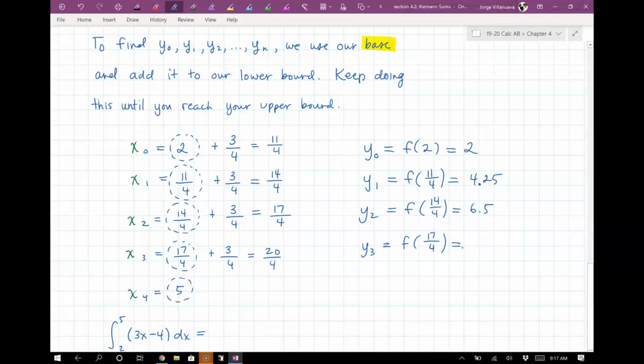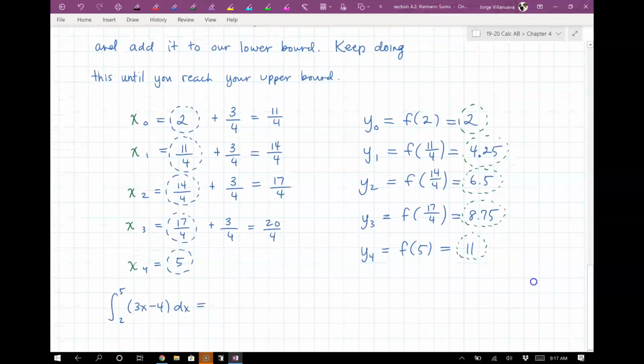To find y sub 3, I plug in x sub 3, which is 17 over 4. So if I do 3 times 17 over 4 minus 4, I get 8.75. And then to find y sub 4, I plug in x sub 4, which is a 5. Well, 3 times 5 minus 4, that's 15 minus 4, so that's 11. These are my y values. These are all my y sub 0, y sub 1, y sub 2, y sub 3, and even y sub 4, even though I don't have to calculate it.